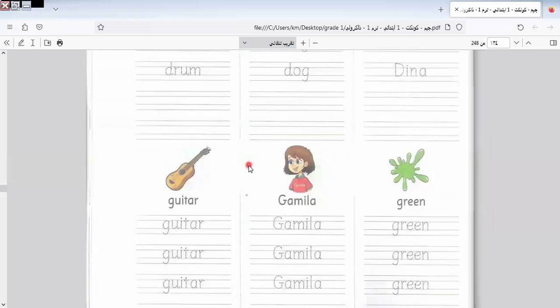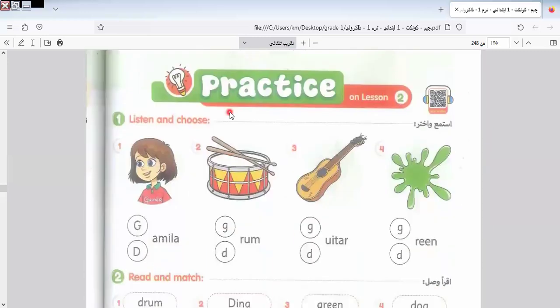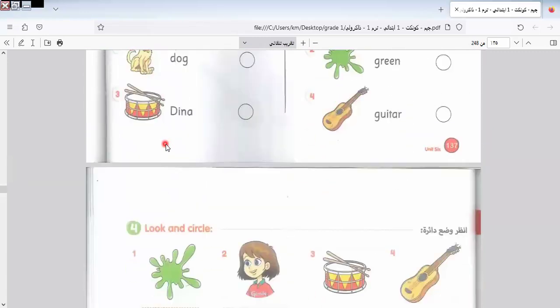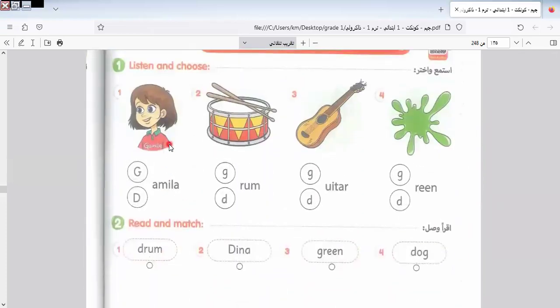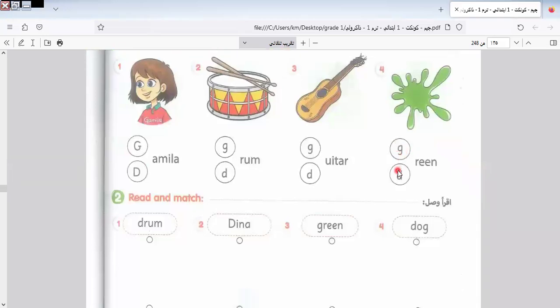Here we have, I read this before. Who is this? This is Jamila. So I select letter G. Can we select D? Can we say Jamila or Jamila? No, we say Jamila. Okay, here is drum. Here is guitar. Here is green.